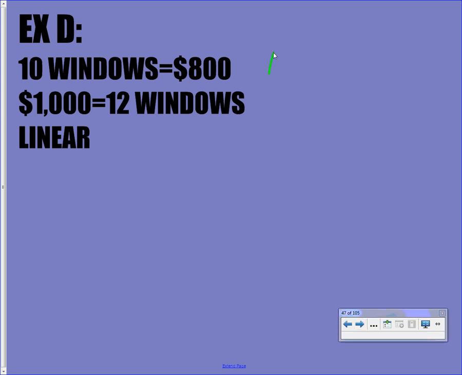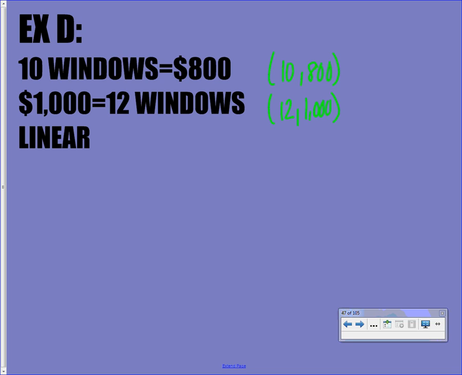So I could turn this into 10, 800, because number of windows is independent, that's the x, so I could say 10 windows cost 800. So I know 12 windows cost 1,000. So those are my 2 ordered pairs. Now that I have 2 ordered pairs, it turns into any other problem.